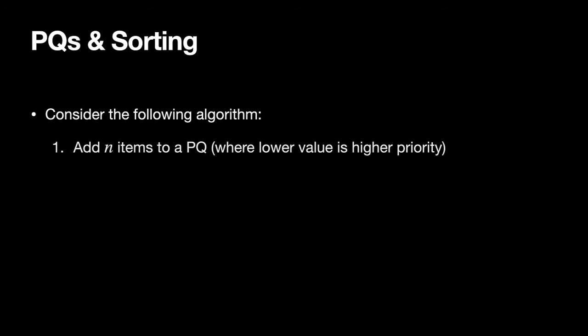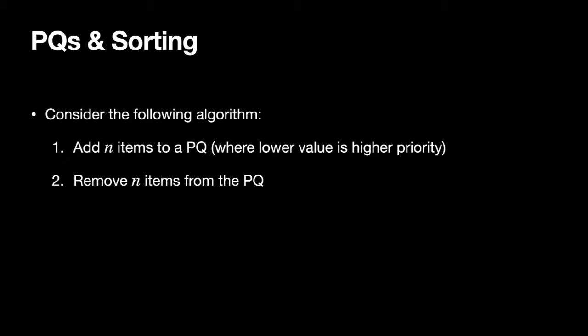Let's talk about using priority queues for sorting, and in particular a type of sort called a heap sort. Considering the following algorithm, we'll take n items and add them to a priority queue, of the type we've been looking at so far, where lower value corresponds to a higher priority, things like the min heap. Then after we've added all of this data to the priority queue, we'll remove all n items from the priority queue.